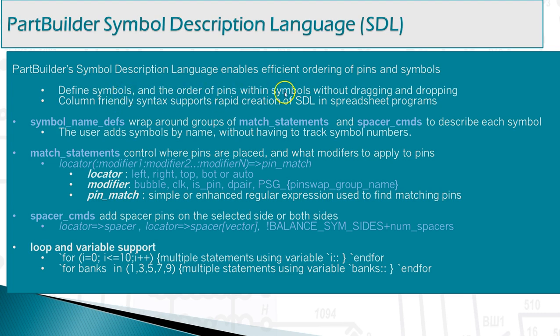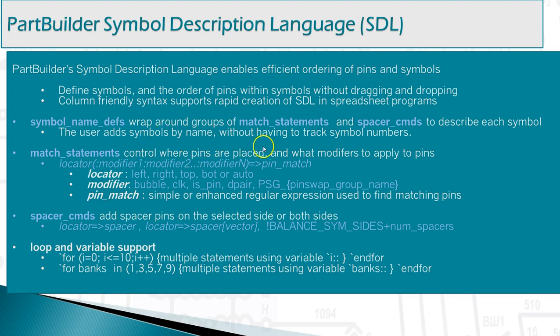It defines symbols in the order of pins within symbols without dragging and dropping. Column-friendly syntax supports rapid creation of STL in spreadsheet programs as well. Symbol name defs wrap around groups of match statements and spacer commands that describe each symbol. The user adds symbols by name without having to track symbol numbers.